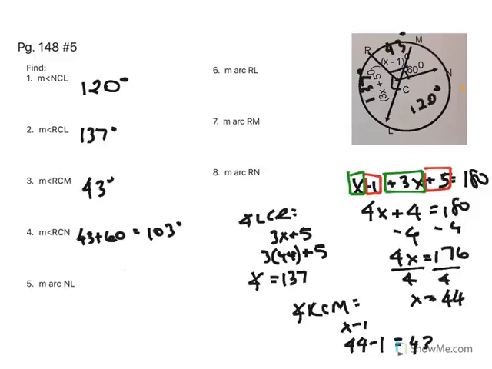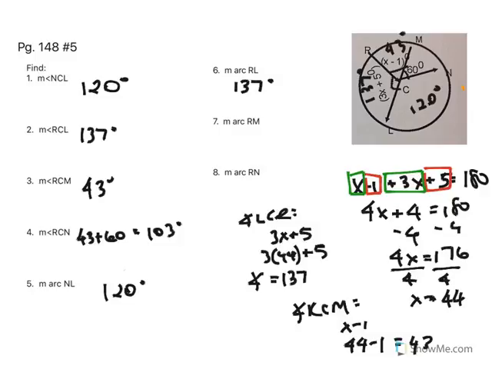The measure of arc NL. Remember, the measure of the arc is always equal to the measure of the central angle. The central angle on NCL is 120, so we know that the measure of the arc length has to be 120 as well. Measure of arc RL. The measure of the central angle is 137. The measure of the central angle is always equal to the measure of the arc, so we know that RL is 137 degrees.